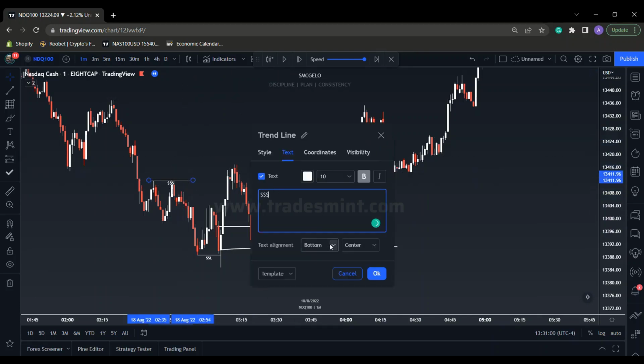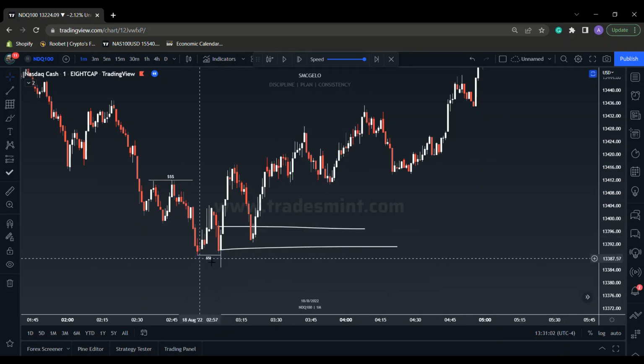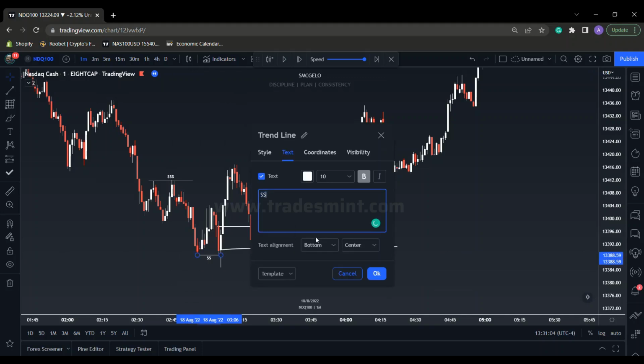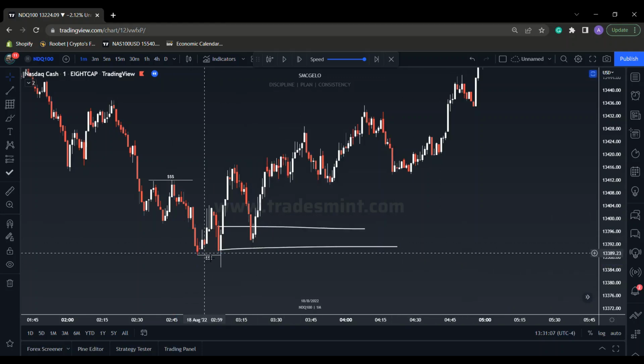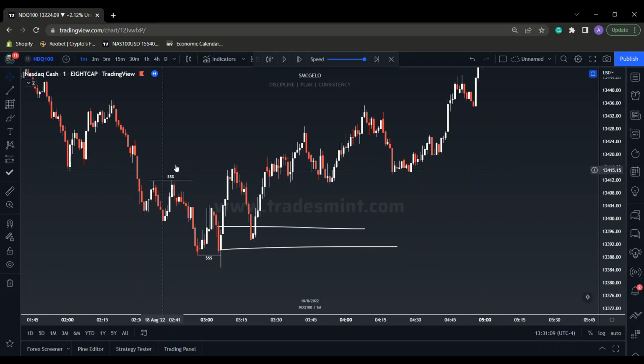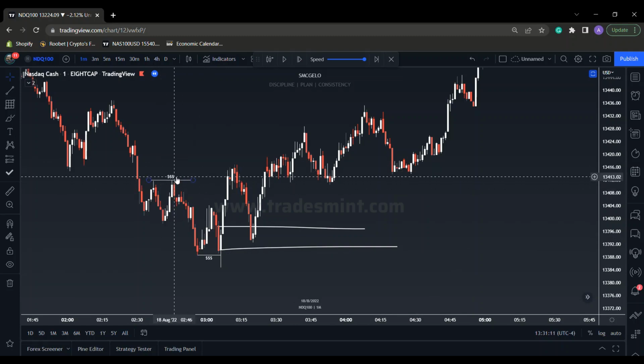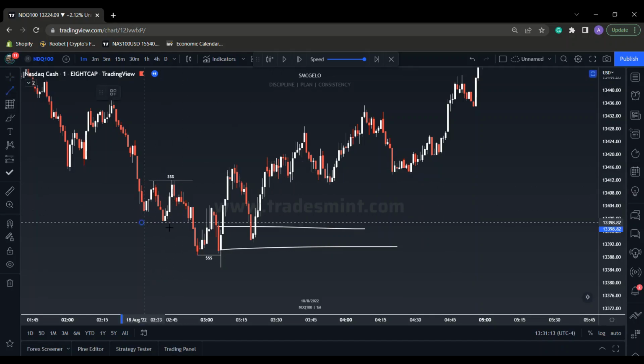So I'll mark this up. Liquidity. This was the sell side liquidity. I'll just keep this all the same for right now. Okay. This needs to be taken out to the upside. Okay. We then have the downside being swept.